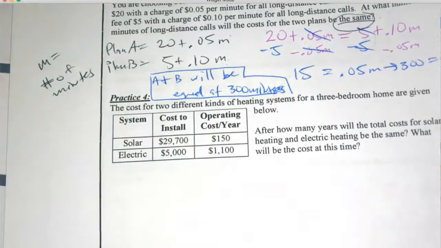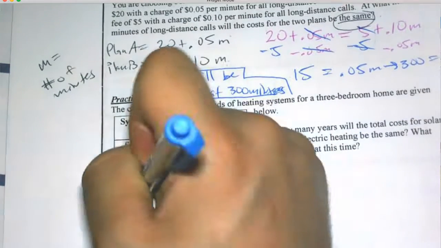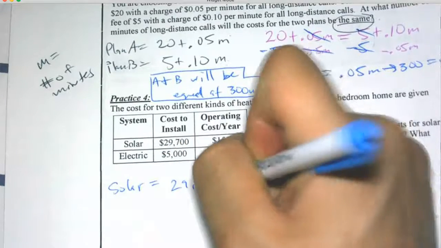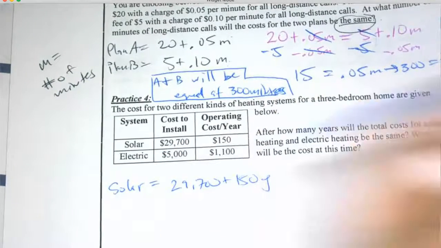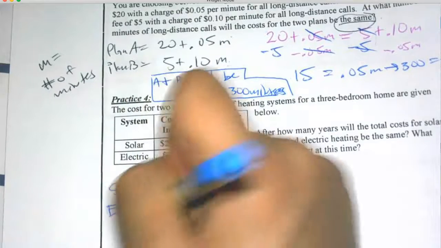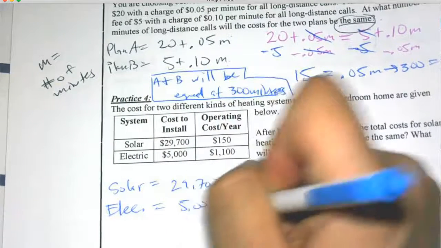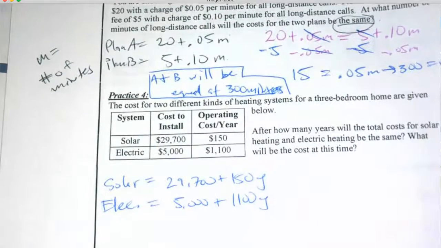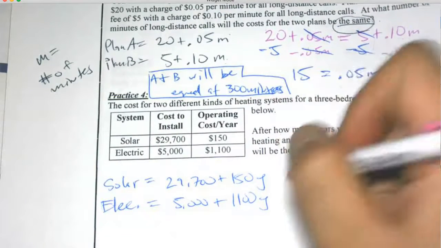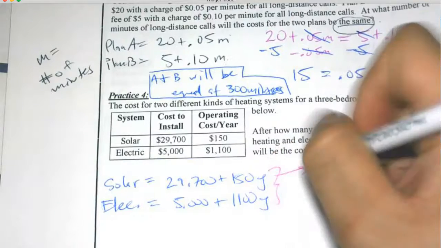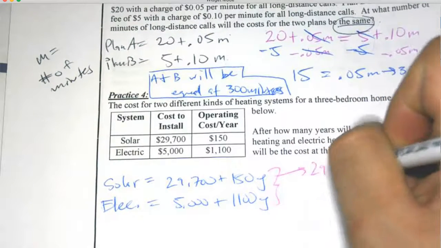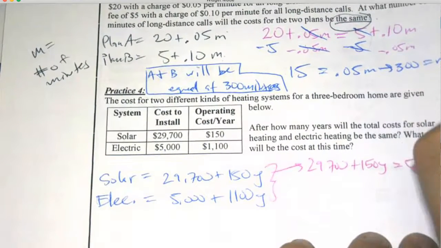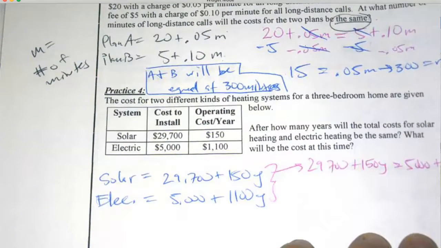So same thing as the last one. So the solar is going to cost $9,700 plus $150 per year. The electric is going to cost $5,000, but then it's going to be plus $1,100 per year. When will they be equal? Same thing as the last one. You set the two equations equal to each other. So 29,700 plus 150y equals 5,000 plus 1,100y.